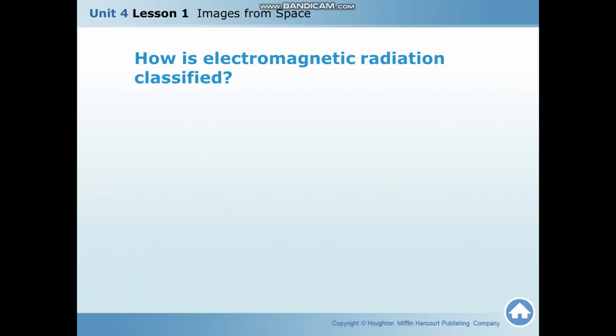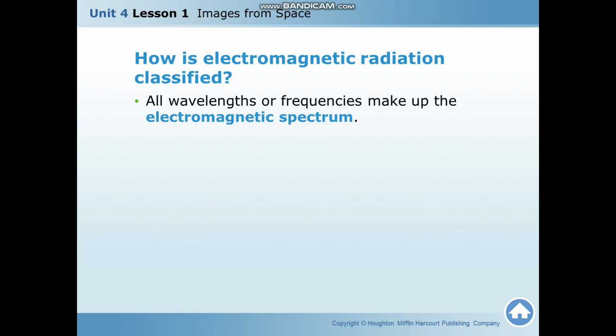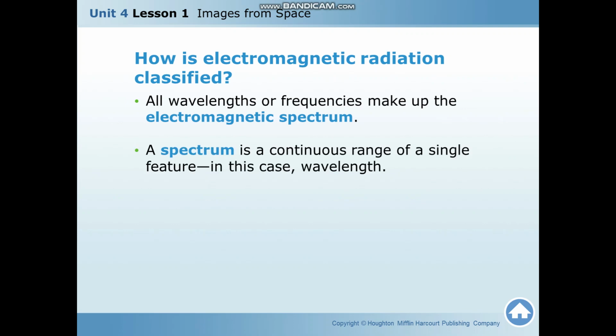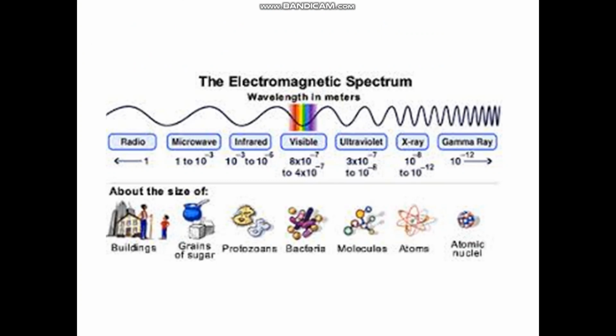How is electromagnetic radiation classified? All wavelengths or frequencies make up the electromagnetic spectrum. What is a spectrum? A spectrum is a continuous range of a single feature, in this case, a wavelength. This is the electromagnetic spectrum. As you can see, from the left to the right, this is the correct order of increasing frequency and energy: radio wave, microwave, infrared, visible light, ultraviolet light, X-ray, and gamma ray.